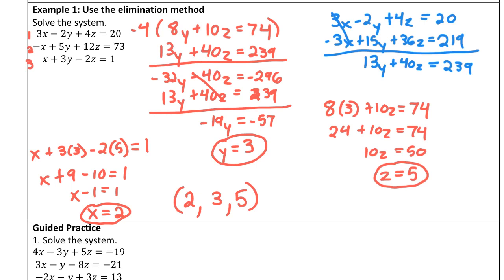And maybe I should have done that in a different color to emphasize that. But 2, 3, and 5, that is our ordered triple. That is our solution. So there's a lot going on there, all right? And I'm guessing you guys are going to need extra support, which is totally fine. That's what I'm here for.